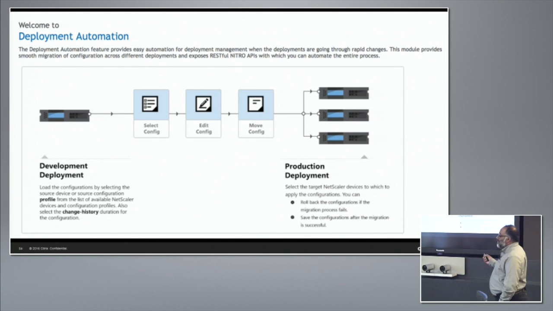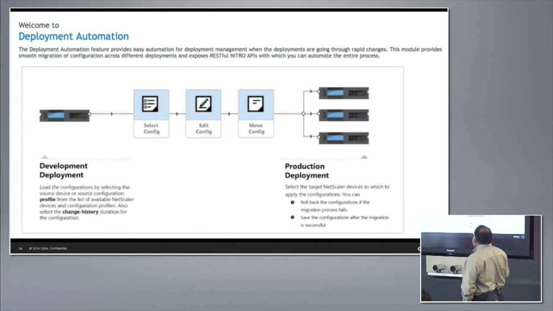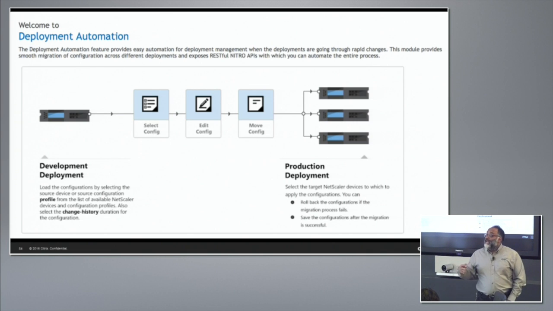So for example, deployment automation. If you have multiple NetScalers and you have all of them being managed with Command Center, you can actually select, edit, and deploy configs to all of your boxes. So say you're propagating a change out.